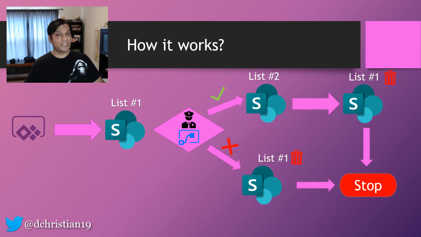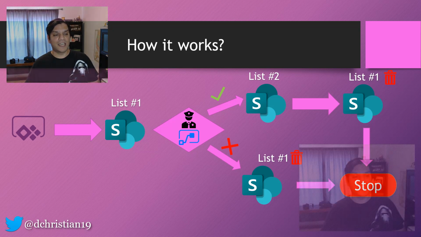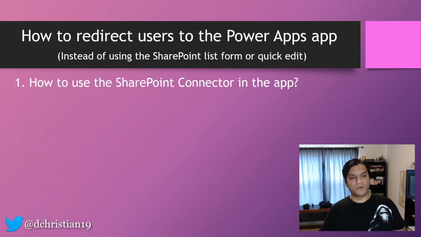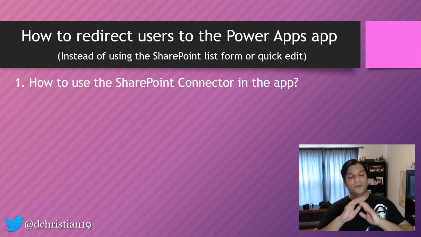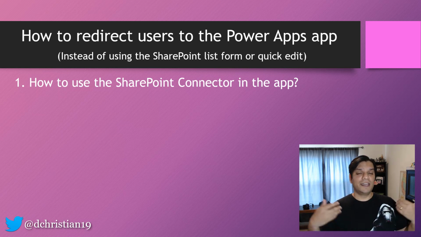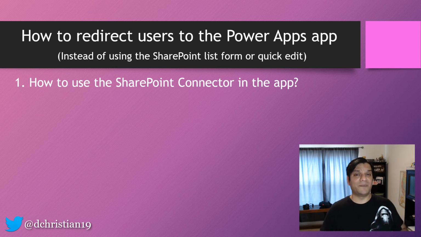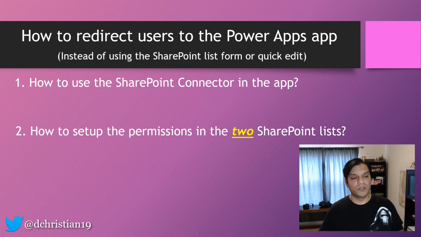Now I'm going to share the tips and tricks that I have. So all in all, this is what I'm going to do. First, I'm going to show you how to use the SharePoint connector in the app. Now, I don't mean going ahead and setting up the SharePoint connection and putting it in the app. That's not what I mean. I'm going to show you that in reality, there's a SharePoint connector, and there are actually two connections coming in, which are the two SharePoint lists. That's what I'm going to talk about.